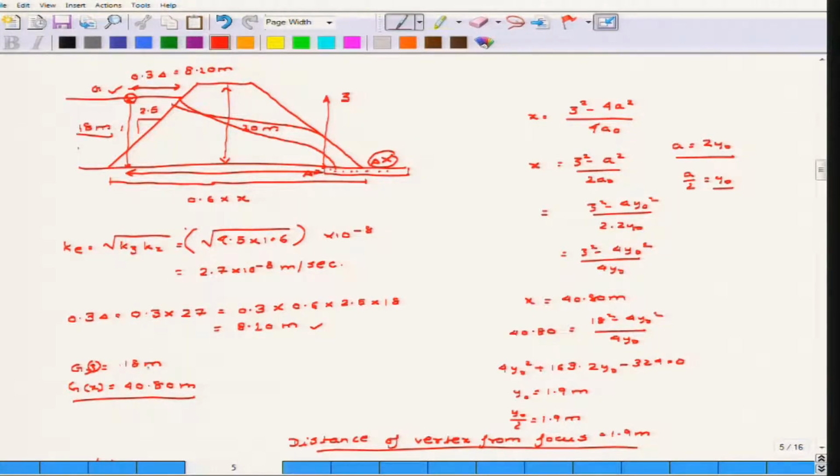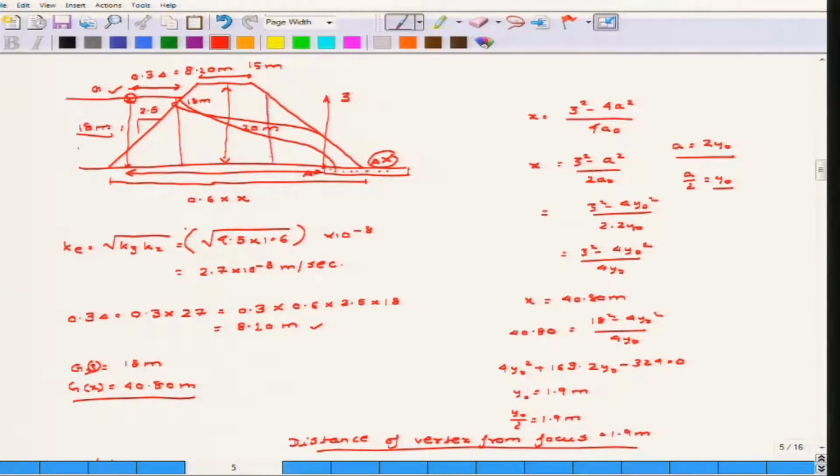So, for the z direction it is obvious that it is 18 meter, because the height of the water on the upstream side is 18 meter, while G for the x direction is basically 40.80 meter, which you can easily find out from all the given lengths. We know that this length is 15 meter, and once we know that, then we know how much this length is, because this length is again 18 meter.